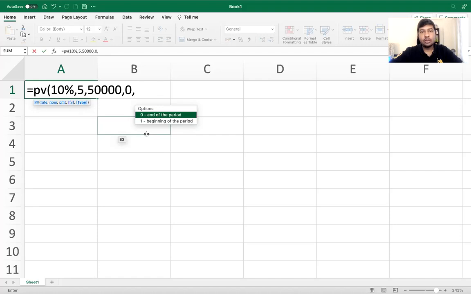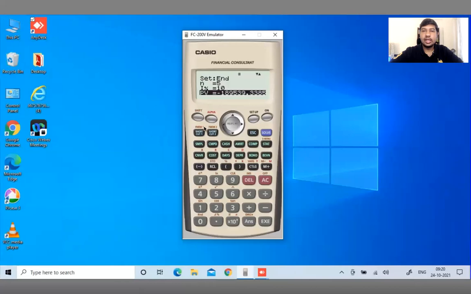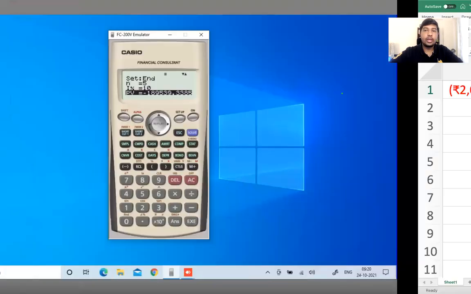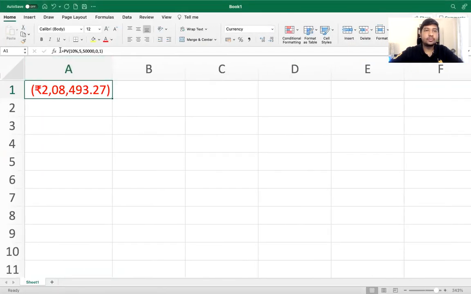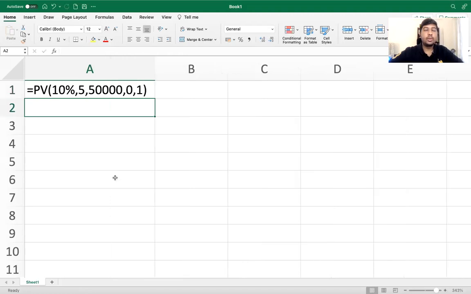So let's type 1. 1 will give you the effect of begin, and then press the bracket close key and press enter. If you see, the answer that you have got is 2,08,493, which is exactly the same that we got over here. I've not put the decimals, but the decimals are exactly the same. Okay, so this is how you calculate the PV.